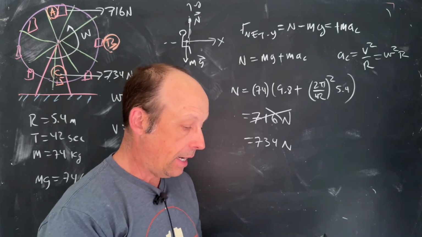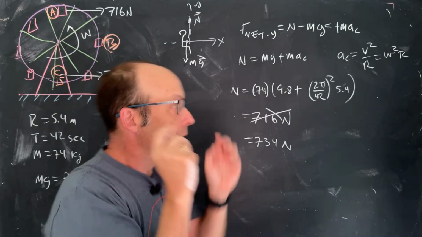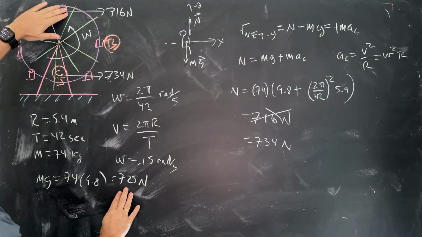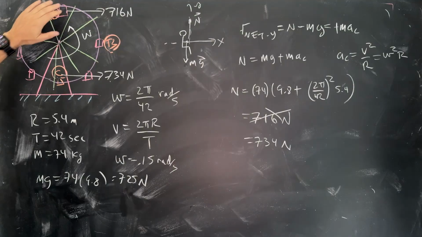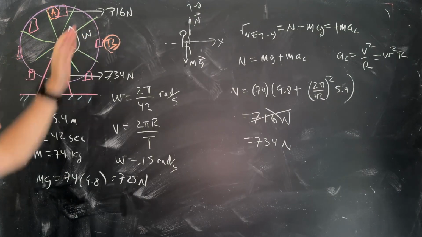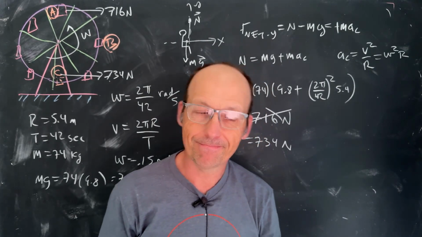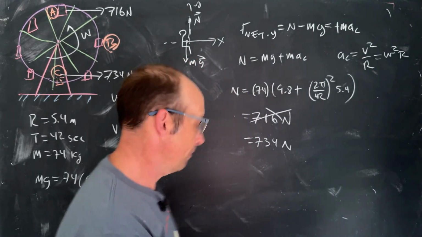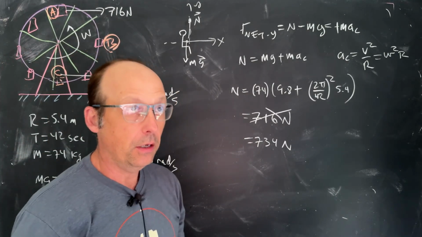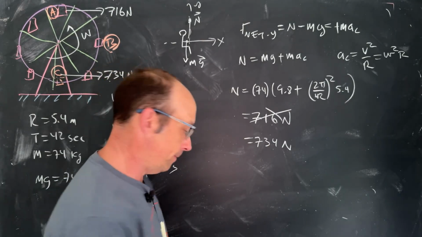Okay. Now, for the fun part. So the weight of the person is 725. At the top, they feel less than 725. At the bottom, they feel more than 725. In the middle, what do you think they would feel? The answer might surprise you. Let's just do it. Don't try to intuit your way out of this problem. Do what we've done before. Draw a force diagram and move on from there.